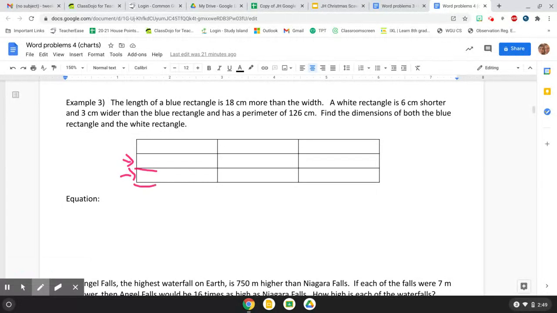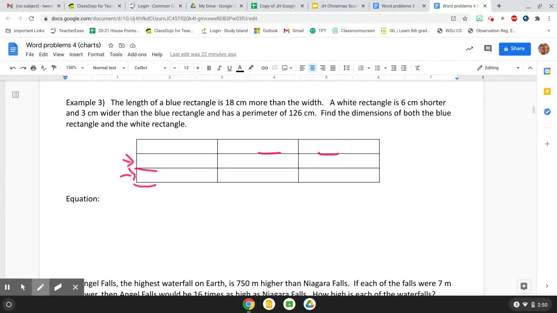And then after I get those objects, I can figure out what the headers are up here. So I'm going to go ahead and read it first. The length of a blue rectangle is 18 centimeters more than the width. A white rectangle, okay, so we've got two different rectangles going on. A white rectangle is 6 centimeters shorter and 3 centimeters wider than the blue rectangle, and it has a perimeter of 126. Find the dimensions of both the blue and the white rectangle.